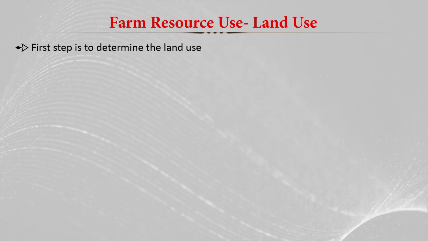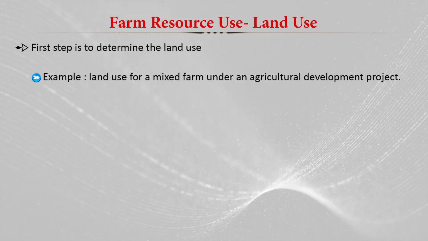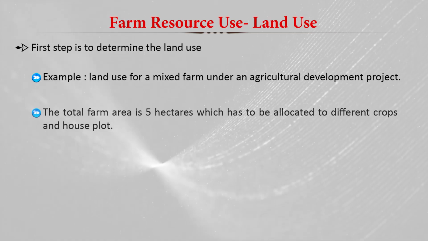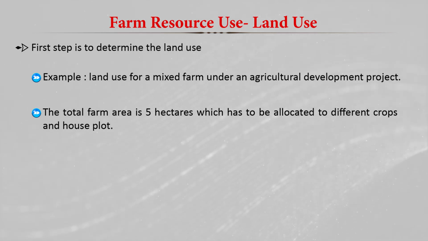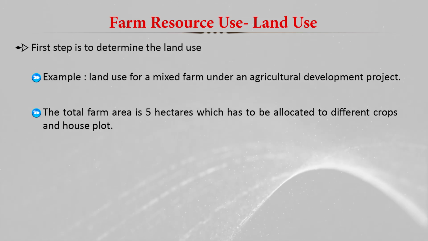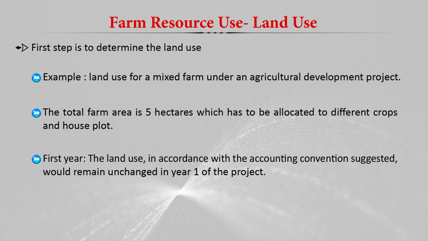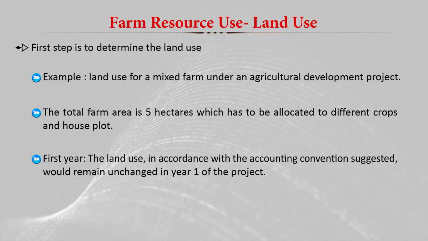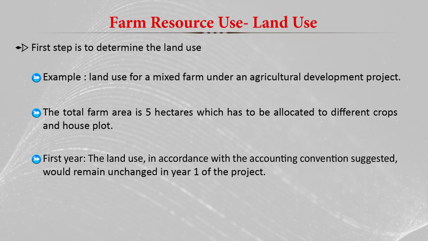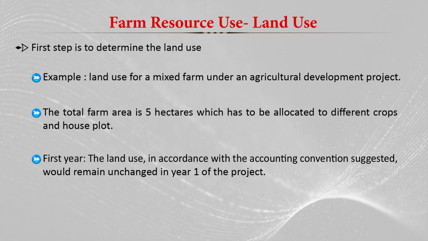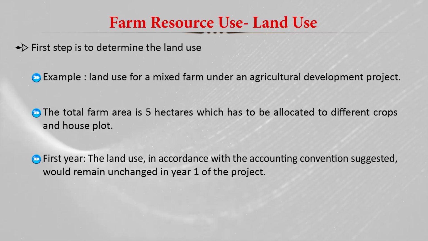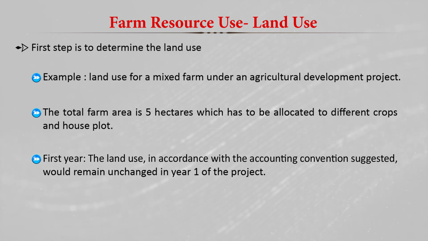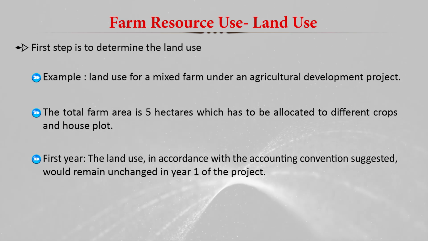In our case, we have taken the example of a land use for a mixed farm under an agricultural development project, and the total area is 5 hectares, which has to be allocated to different crops, and we also need to allocate land for the house plot. In the first year, the land use is in accordance with the accounting convention, which suggests that it would remain unchanged in year 1 of the project. In year 1 we assume that there will be no change in the cropping pattern, because we assume there will be investment activities like purchasing the inputs, purchasing the machinery if required, or the building.